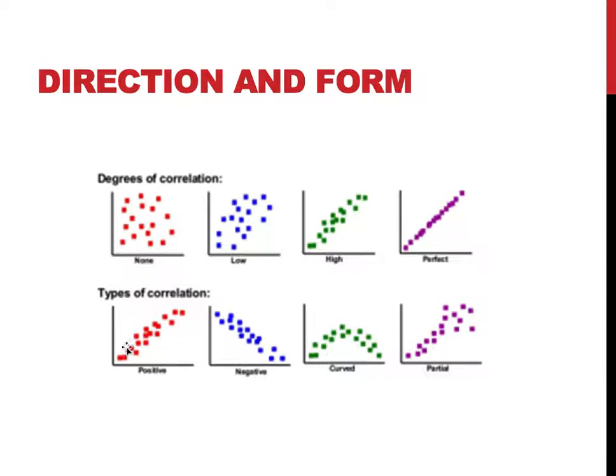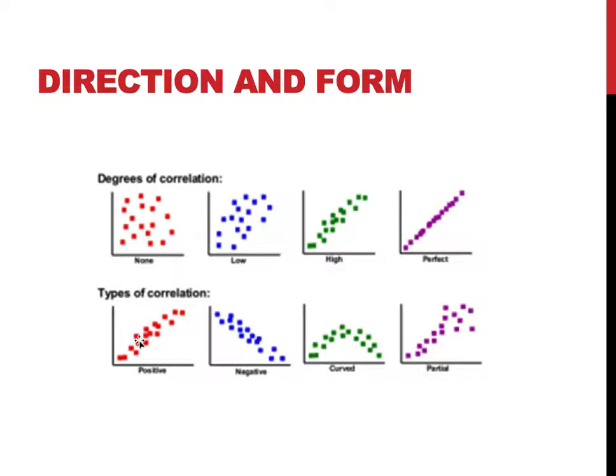We have positive relationships where they both are going up or they both are going down. And then negative relationships where as one value goes down, the other value goes up. Okay? So that is direction. Form is the cloud here. There's no correlation here. That form could also be linear, and it could be curved, right?